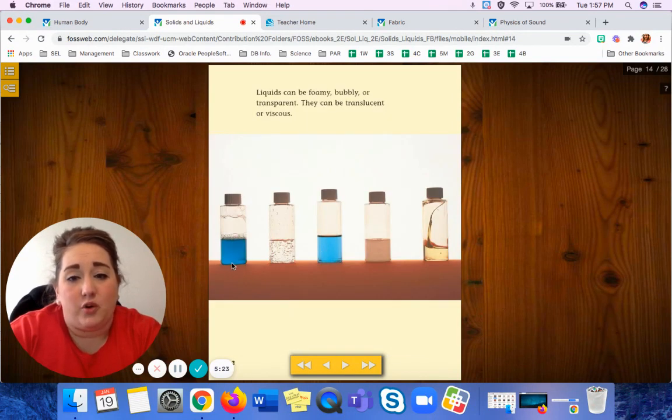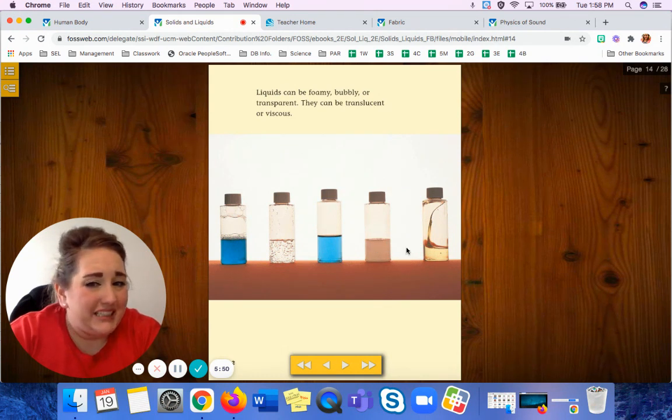Liquids can be foamy, bubbly, or transparent. They can be translucent or viscous. Okay, so those are all different properties. This is foamy. It produces foam, kind of like soap and water. This one's bubbly, kind of like hair gel. This one's transparent, meaning you can see through it. Translucent, meaning you can kind of see through it, but not really. And then viscous, meaning it has different textures.